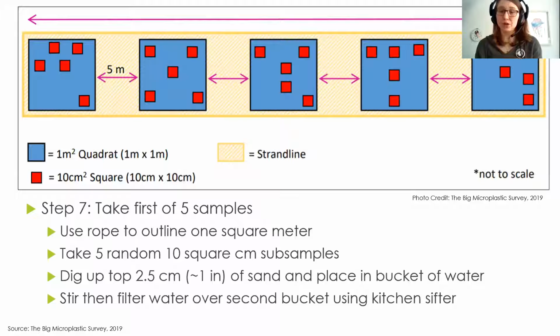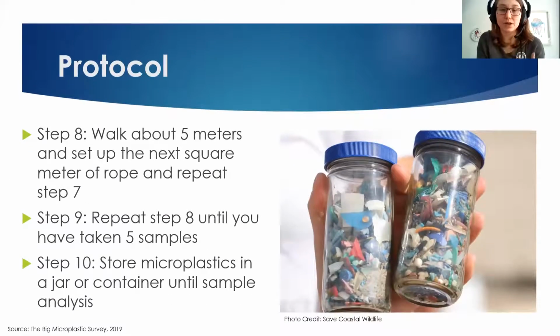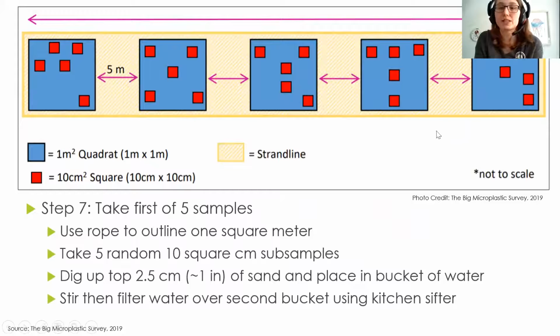And what happens when you stir up that sand is the microplastics are going to kind of come to the surface of that water, and then you're going to drain out that water and capture the microplastics in your kitchen sifter. And so you're going to repeat this multiple times over your 25-meter stretch.